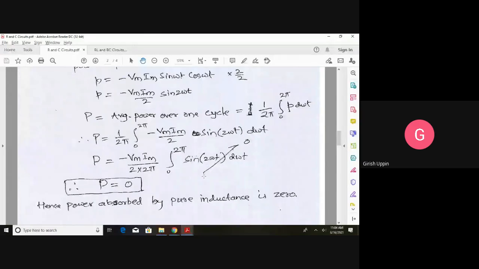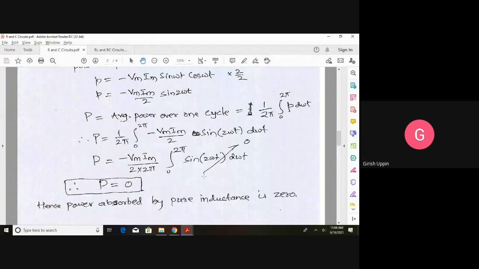In case of a pure inductance, if we apply a voltage of V is equal to Vm sin omega t, the resulting current is I is equal to Im sin omega t minus pi by 2. So what is the meaning of that? In case of a pure inductance, current lags the voltage by 90 degrees. And what is the power consumed in a pure inductance? The power consumed in a pure inductance is 0. Always remember, whenever we talk about pure inductance, it does not consume any power. The power consumed is 0.